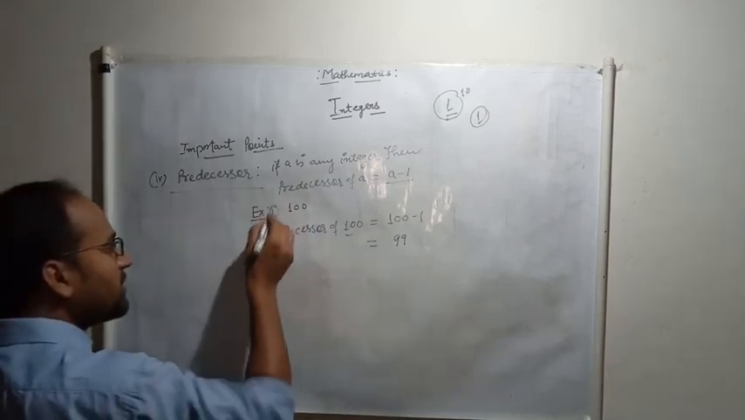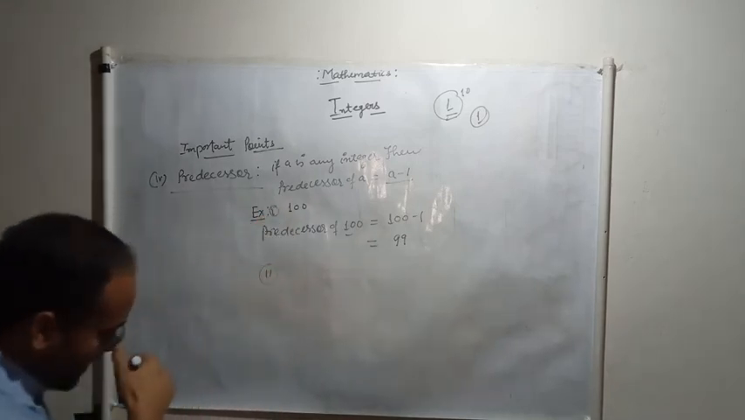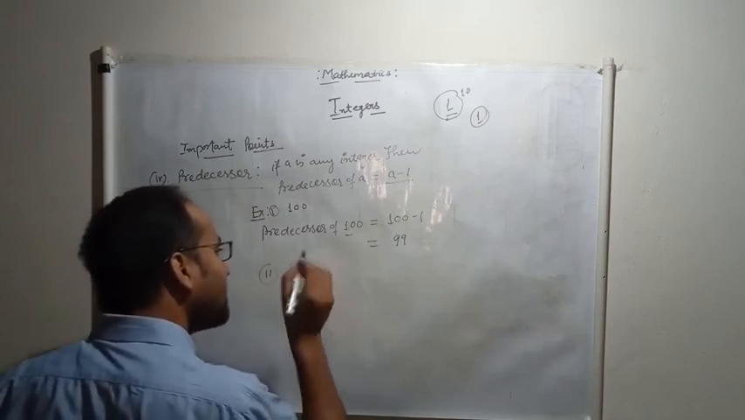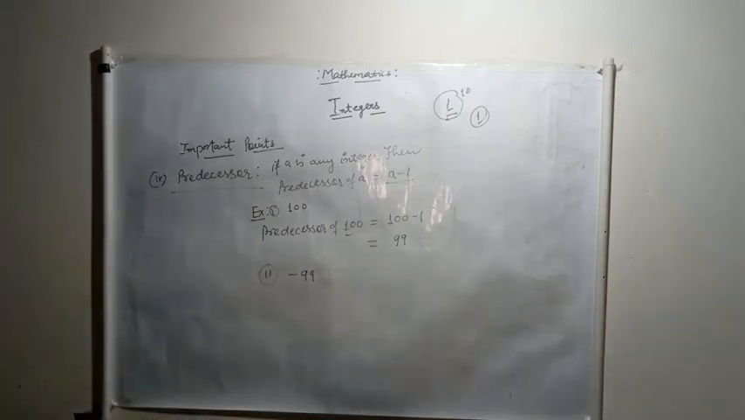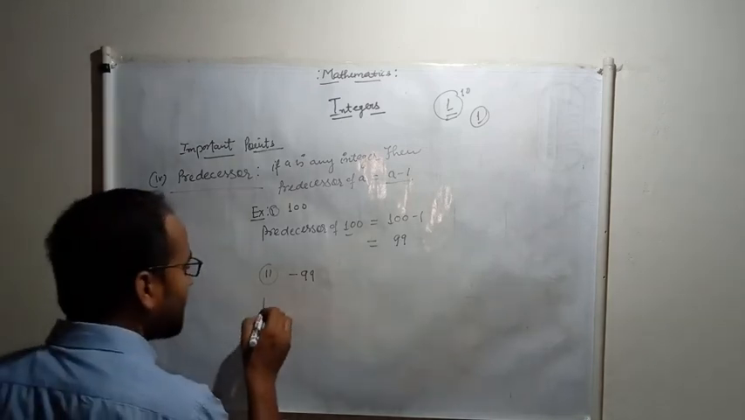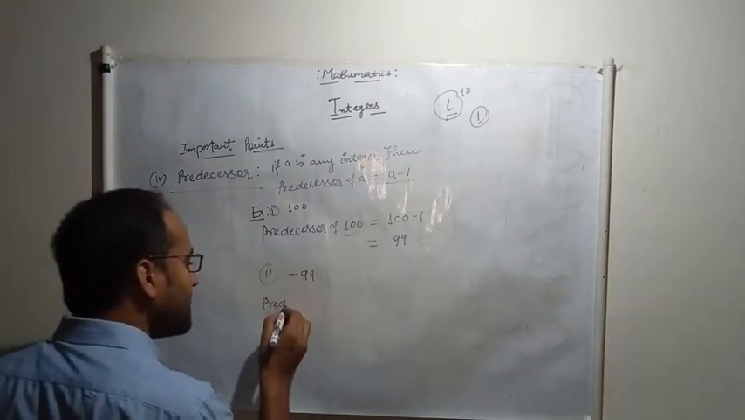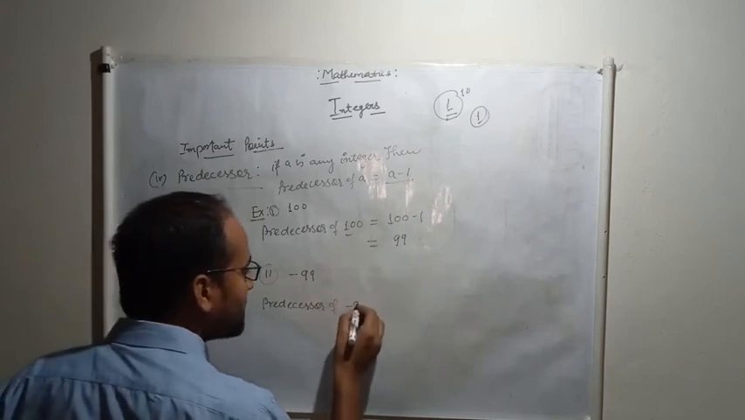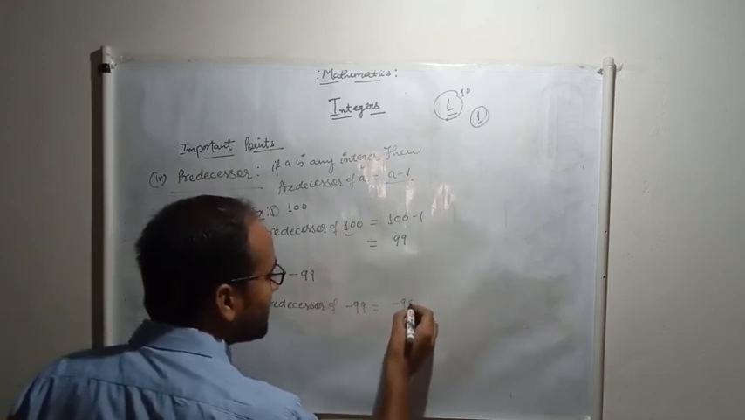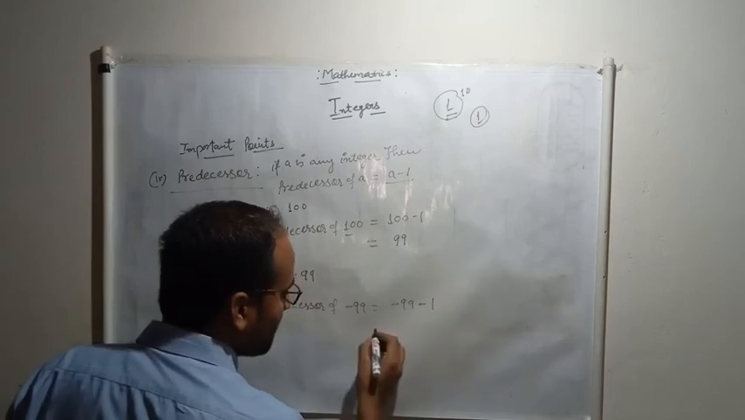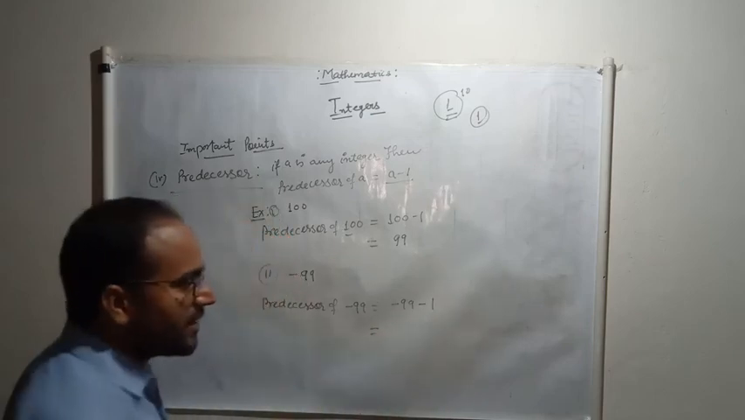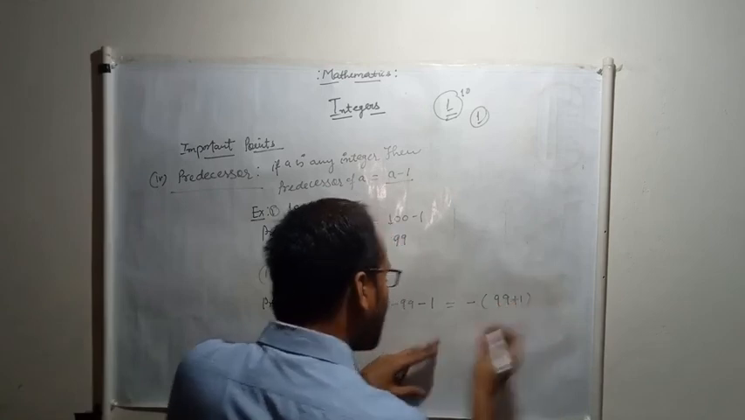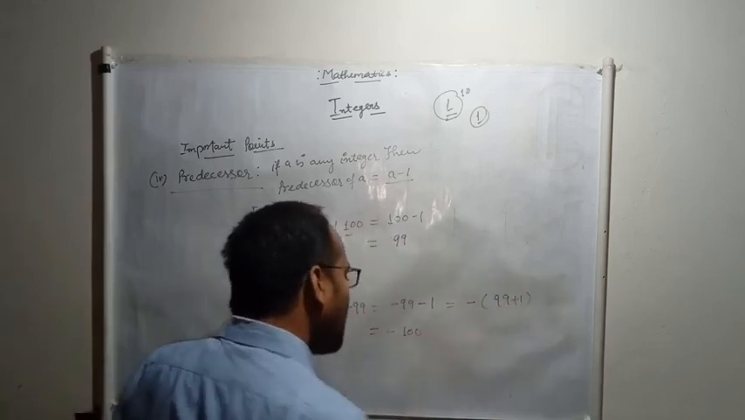One more example. If I take minus 99, what is the predecessor of minus 99? Minus 99 and minus 1, both are negative. You add the values and put the negative sign. What do you get? You get minus 100.